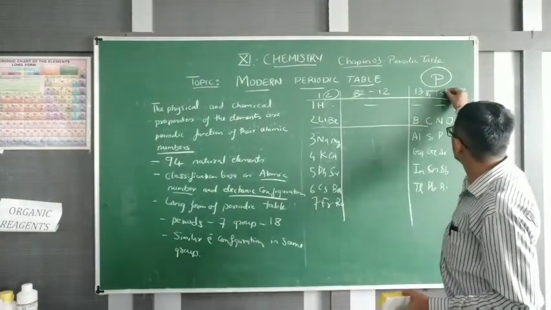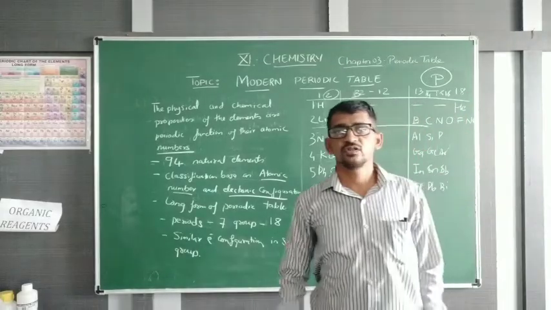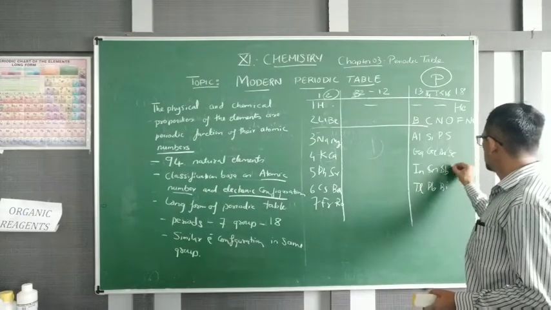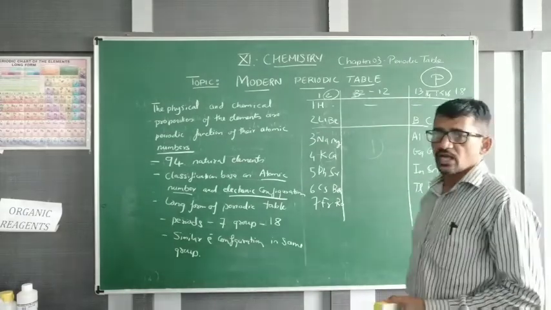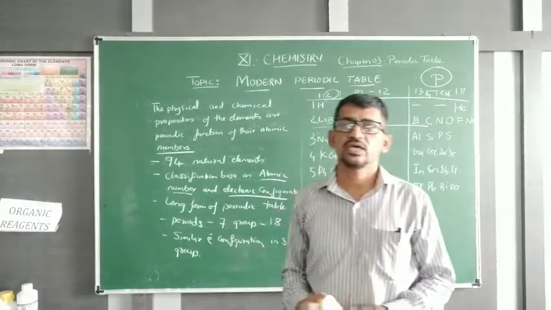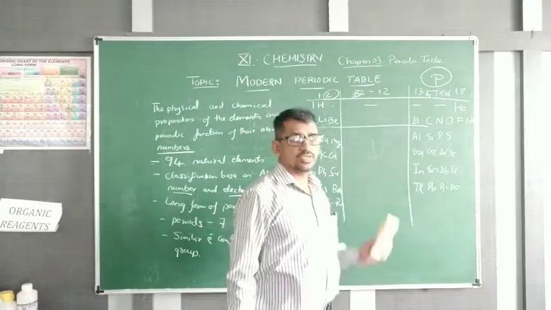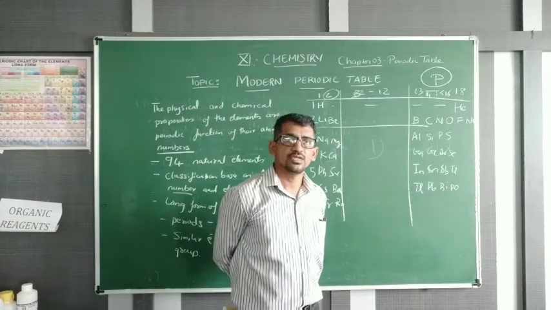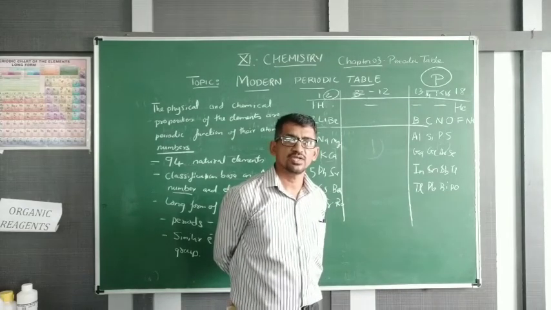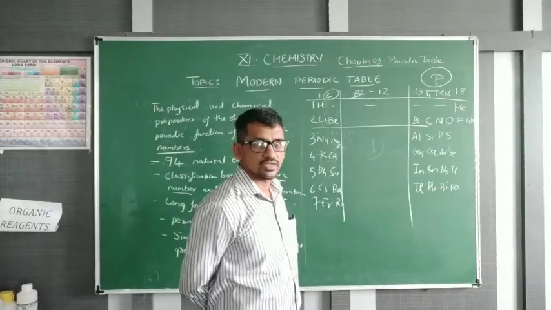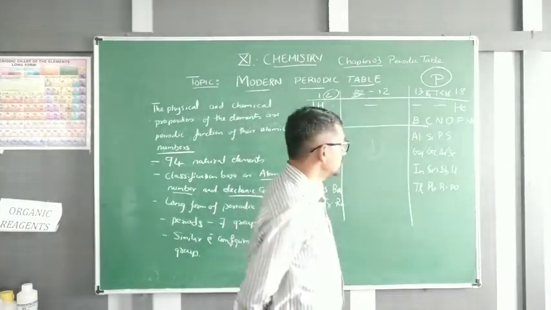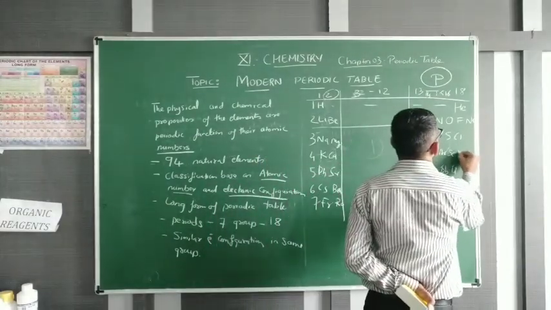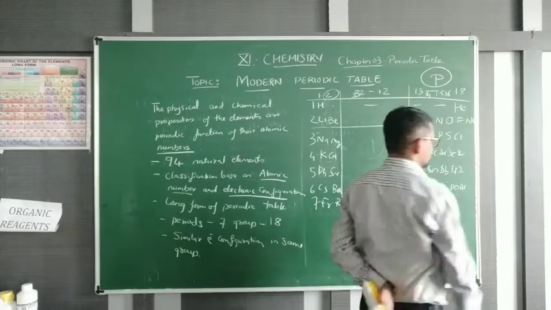Similarly, the 16 group elements: oxygen, sulfur, selenium, tellurium and polonium. The 17 group elements are known as the halogen family. They are electronegative elements; only one electron is required to complete the octet, so the valency is minus 1. So: fluorine, chlorine, bromine, iodine, astatine.